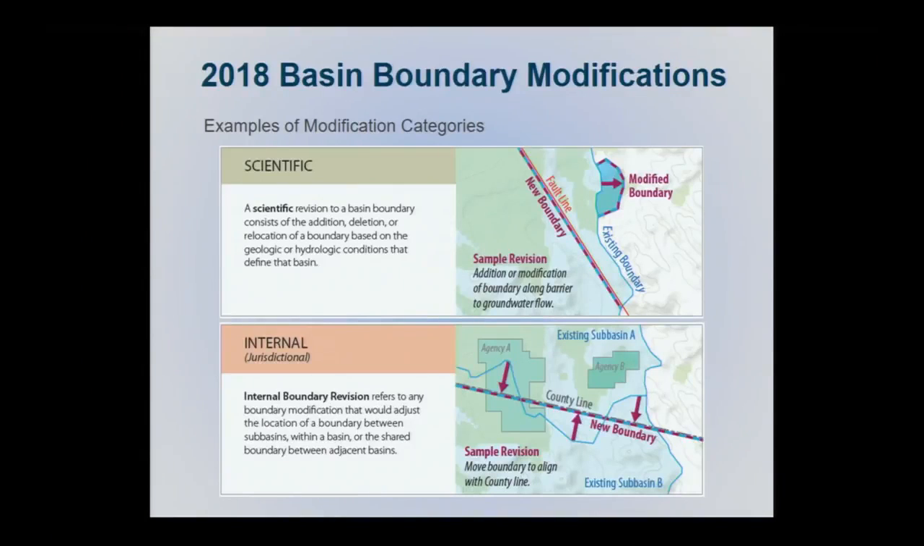Internal jurisdictional boundary revision refers to any boundary modification that would adjust the location of a boundary between a subbasin within a basin or the shared boundary between adjacent basins. The illustration on the right-hand side shows the existing basin as depicted on the river. And instead of having that river being the boundary between Basin A and Basin B, it then snaps to the county line. The advantage of that may be that the county can then concentrate its resources on one basin rather than having it split between multiple basins.